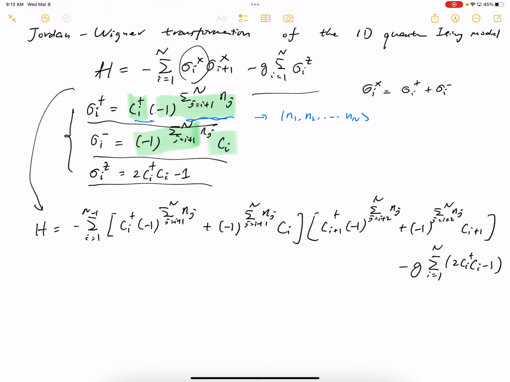phase only gives you either 1 or -1, depending on how many particles you have from i plus 1 to N. And the Ci dagger only creates a particle on lattice site i. And the sum there does not concern lattice site i, because the sum is from i plus 1 to N. So whether this sign is +1 or -1, it doesn't matter if you apply the sign first or later, right? Because the state is not changed.